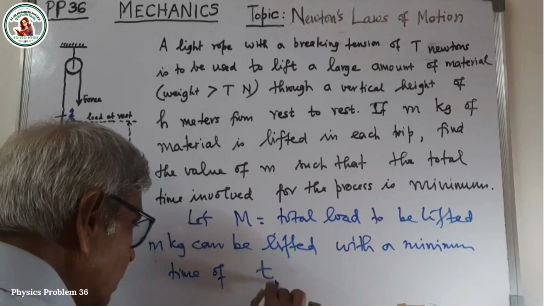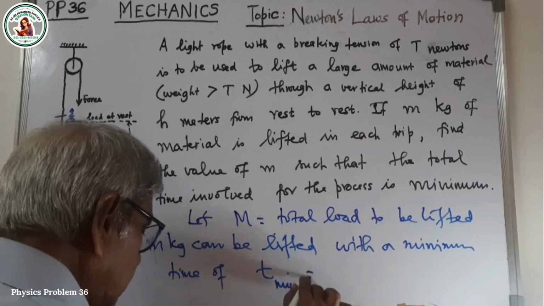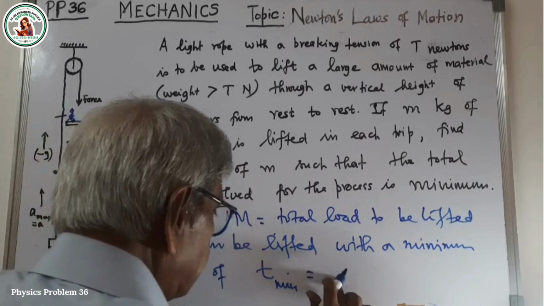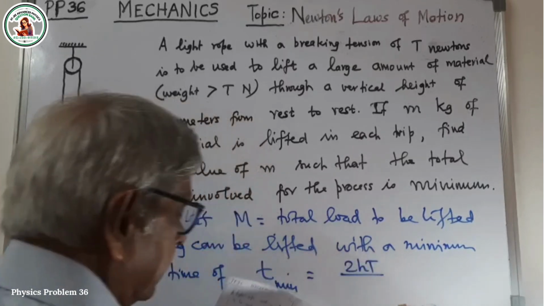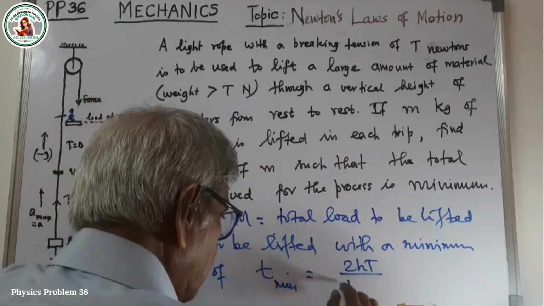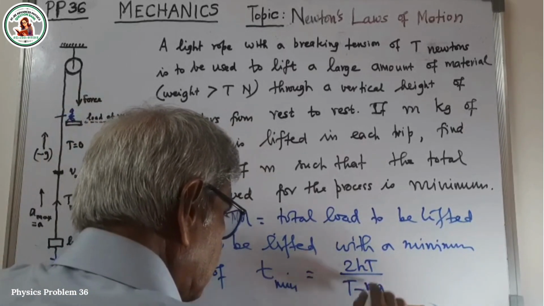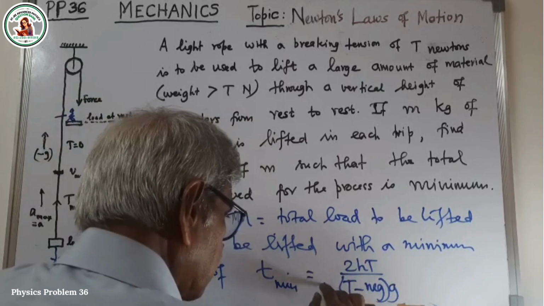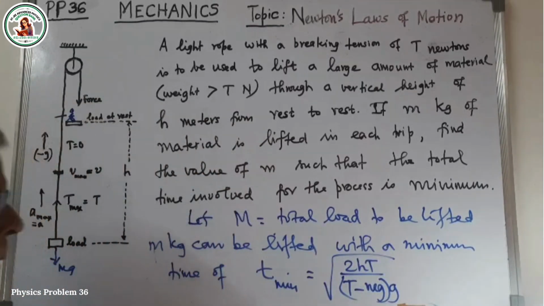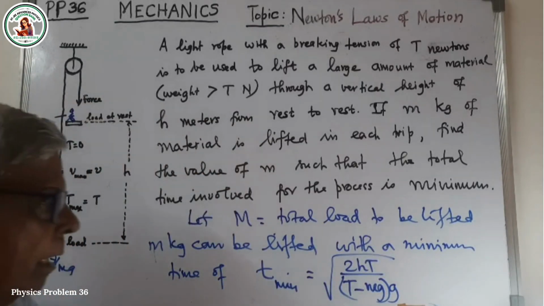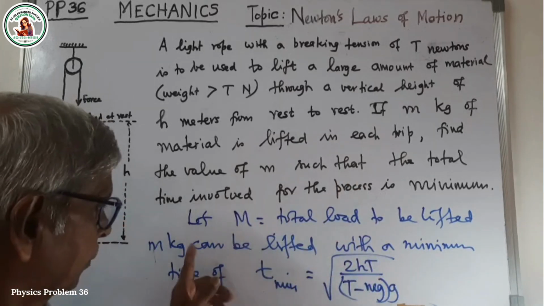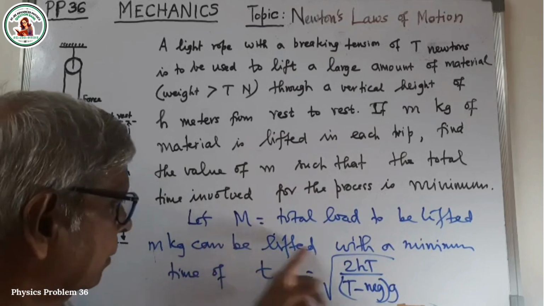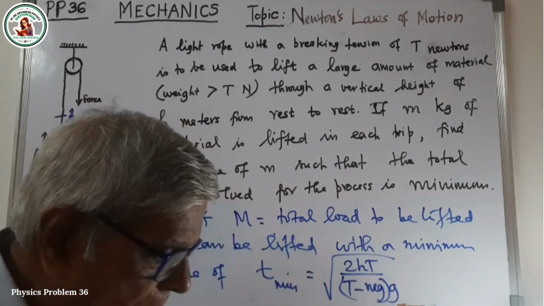T minimum is equal to, and that is the result we got in the last class, which says the square root of 2hT divided by (T minus mg) into g. That is the minimum time for lifting a single trip of m kilogram. This can be lifted in this minimum time.